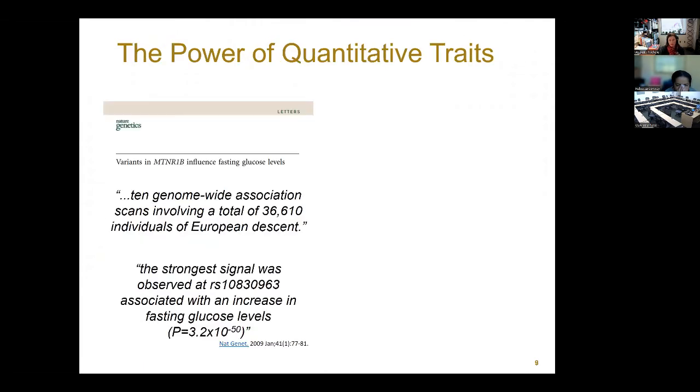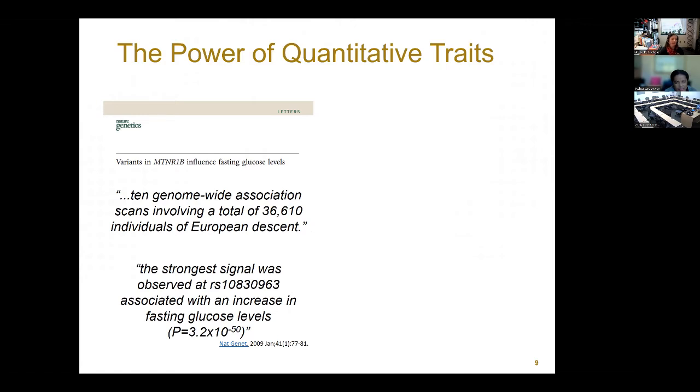With our clinical phenotyping, we've recognized the power of dynamic quantitative traits to provide insights into disease processes. As an example, I wanted to highlight this publication from Nature Genetics in 2009 that identified variants in the MTNR1B gene that were associated with fasting glucose levels. This study was comprised of 10 genome-wide association studies involving up to 36,000 individuals, all of European descent. Looking at this particular study, the strongest signal was observed at the MTNR1B locus for the variant rs10830963.